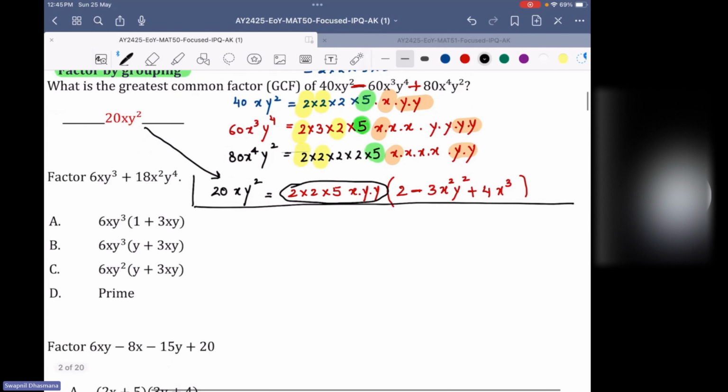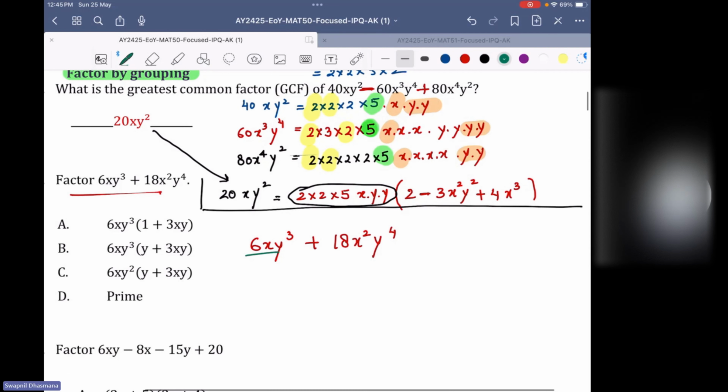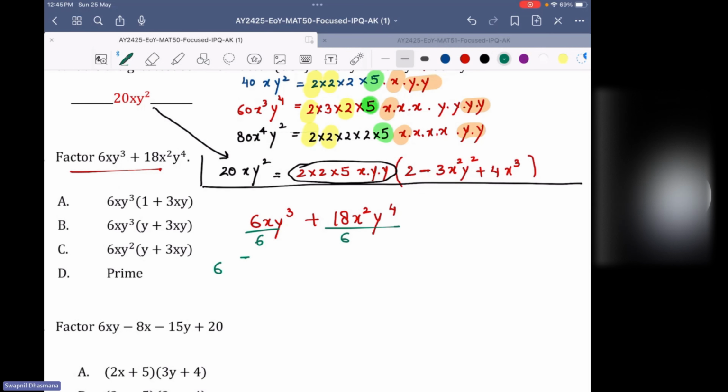For those who understand this process, let me just show you a faster way with this question. So for example, you have 6xy cube plus 18x square y4. So what can you divide? What number can divide 6 and 18 both? So you can divide it by 6 and 6. So you will write 6 outside. Further, you can divide it by 1x and 1x. So you will write 1x out. You can divide it maximum by y3 and y3, the lowest of the powers.